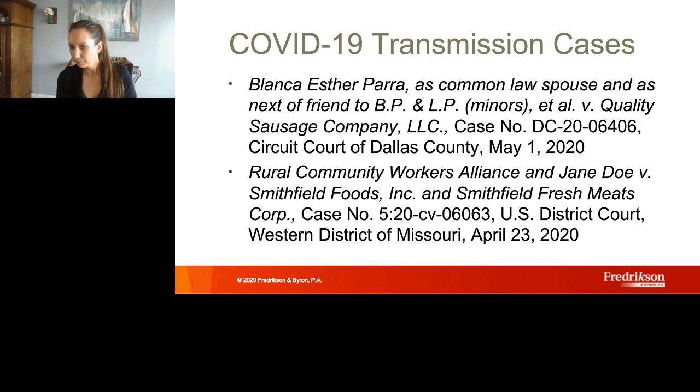So I won't spend a lot of time on these two because it's really the same as the Walmart case. The only reason I bring this up is to share that it isn't just this Walmart case.